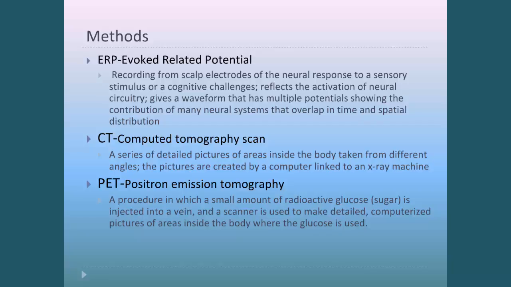Then we have CT scans. This is a series of detailed pictures of areas taken inside the body from different angles. The pictures are created by a computer linked to an X-ray machine. And then we have PET, or Positron Emission Tomography. This is a procedure in which a small amount of radioactive glucose is injected into the vein, and they use a scanner to make a really detailed computerized picture of the areas inside the body where that radioactive glucose is being used.